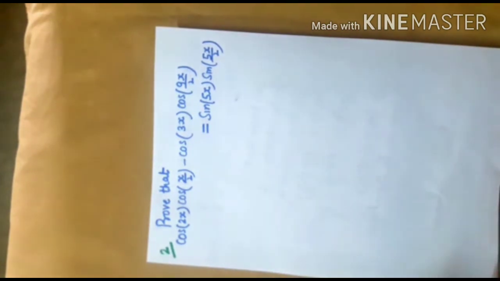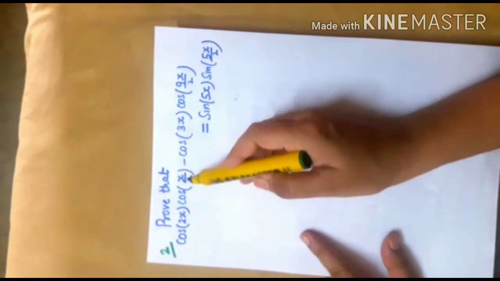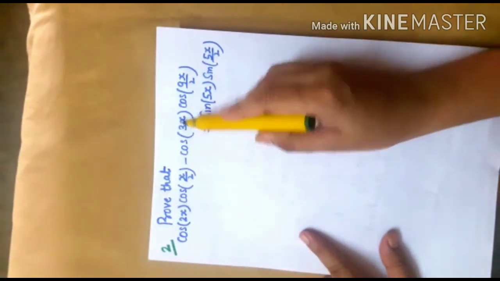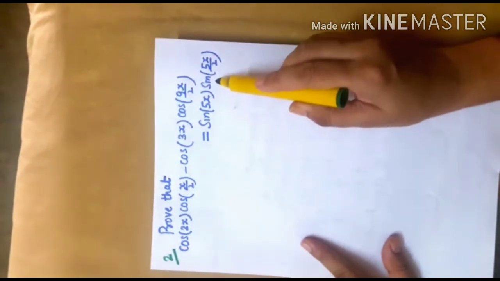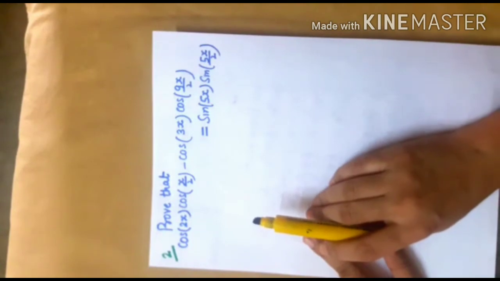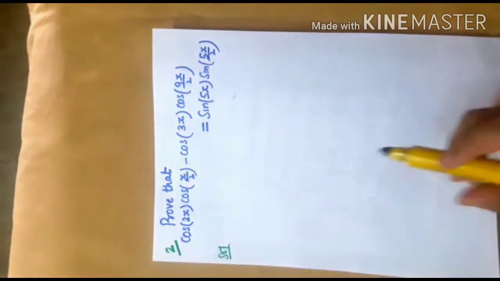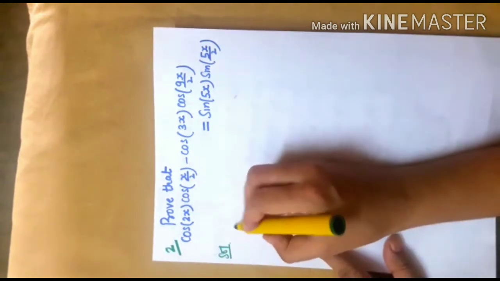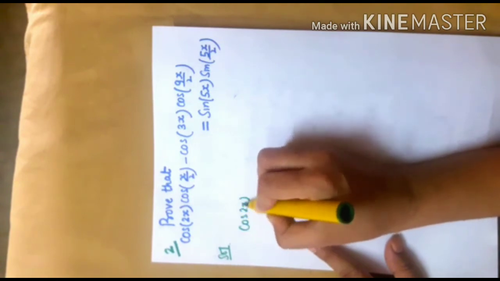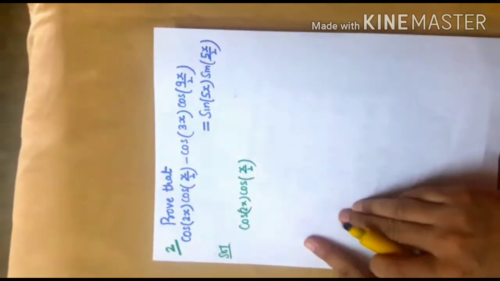Let's take another question. Prove that cos 2x into cos x by 2 minus cos 3x into cos 9x by 2 equals sin 5x into sin 5x by 2. Right? So let's try to solve this. First look at this term, cos 2x into cos x by 2.